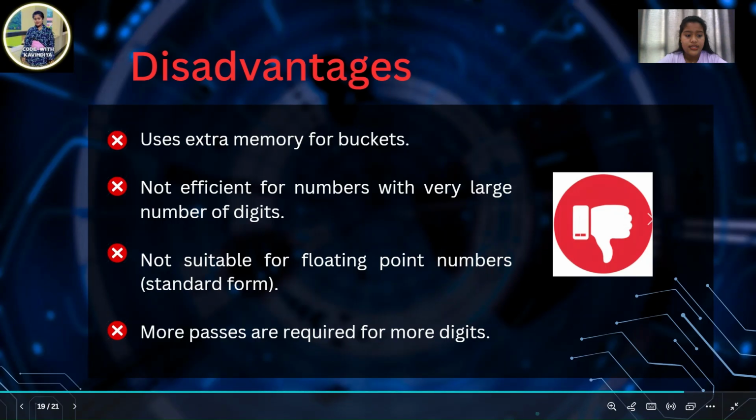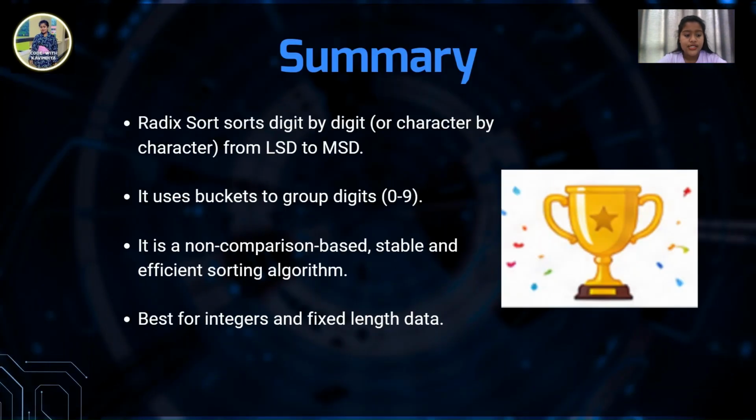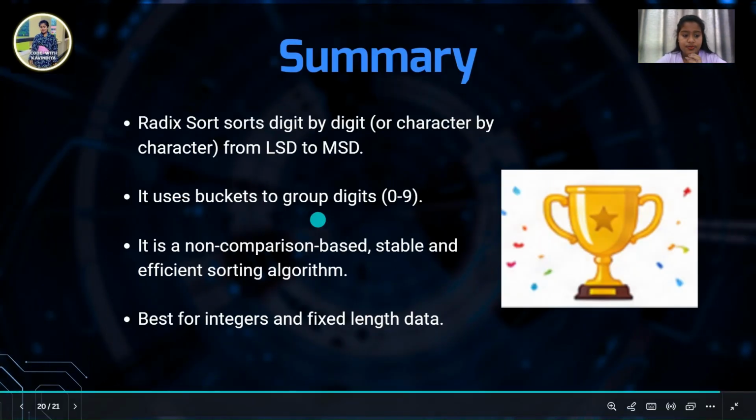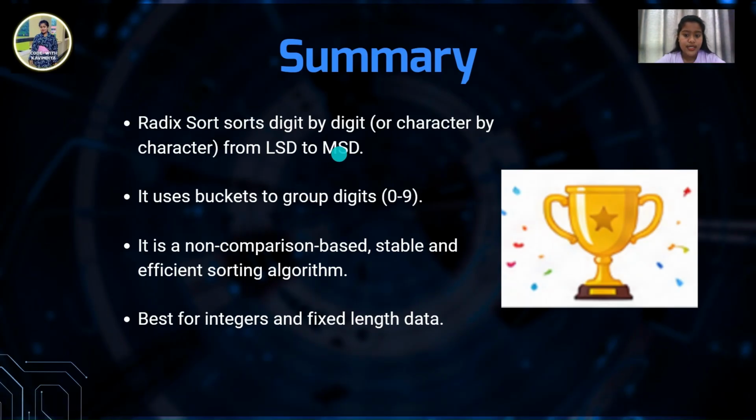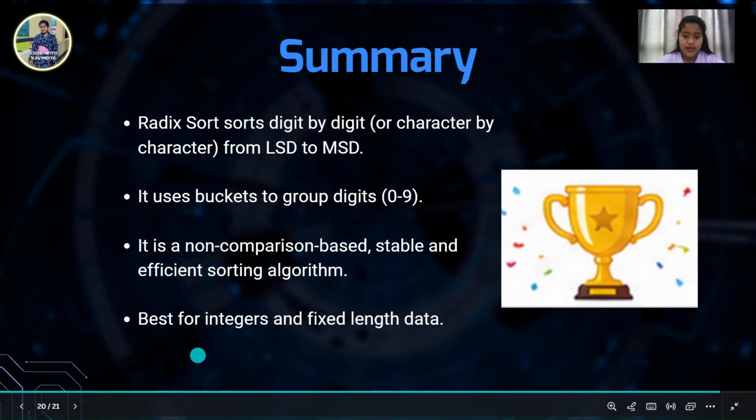To summarize everything we covered today, Radix sorts digit by digit from LSD to MSD. It uses 10 buckets, 0 to 9, to group elements. It is stable, non-comparison based and best suited for whole numbers.